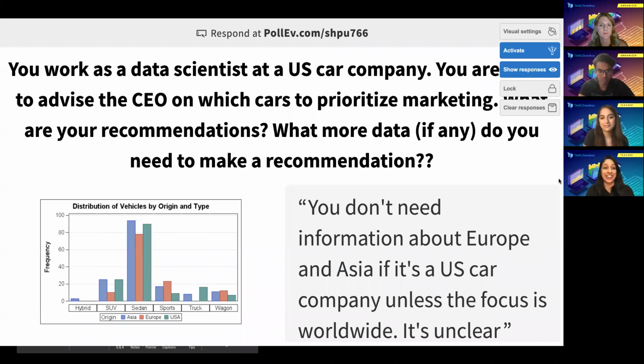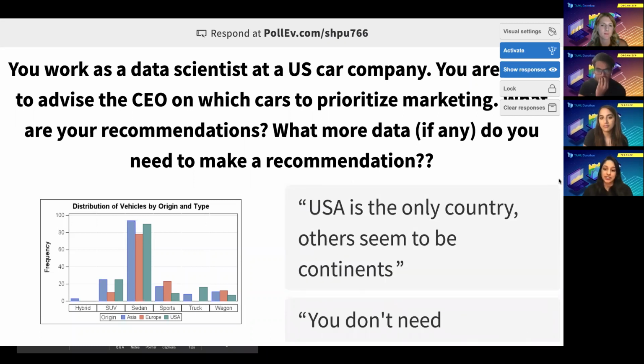You don't need it. Yeah, that's a huge one. If it's about Europe and Asia, why do you care? Yeah. Sometimes extra data is not meaningful. It confuses people and makes them interpret different things. Other continents. Yeah, also true.